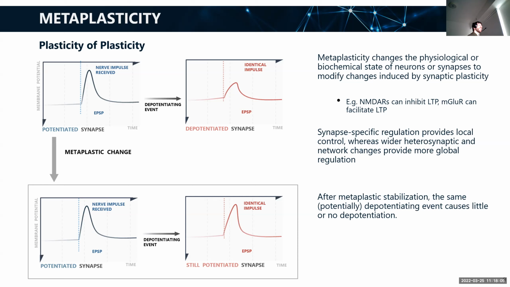So in this figure, we have a synapse, and in the blue we see its response to a nerve impulse that it receives. After a depotentiating event occurs and you have a similar nerve impulse, the response is much lower. The increase in membrane potential is reduced. But if there's a metaplastic change to that synapse and it undergoes a depotentiating event, then the next time it sees that identical pulse, even though it had a depotentiating event, the response is identical.